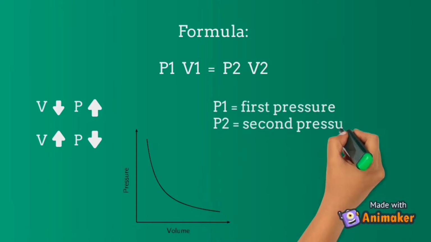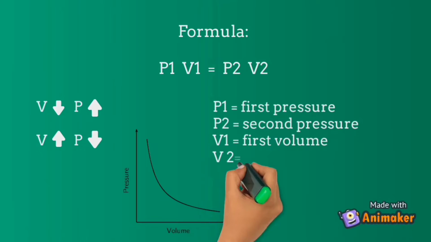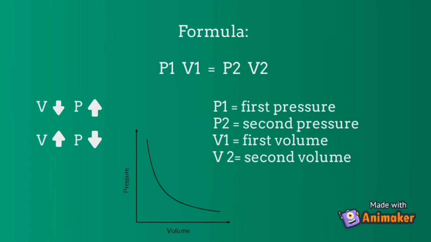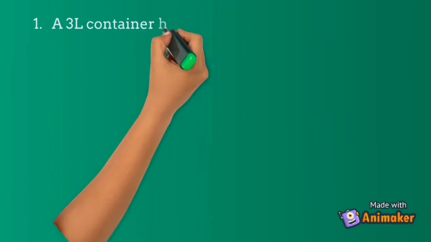We have here our P1 is the first pressure, our P2 is the second pressure, and our V1 is the first volume, and our V2 is the second volume. And here's our first problem.